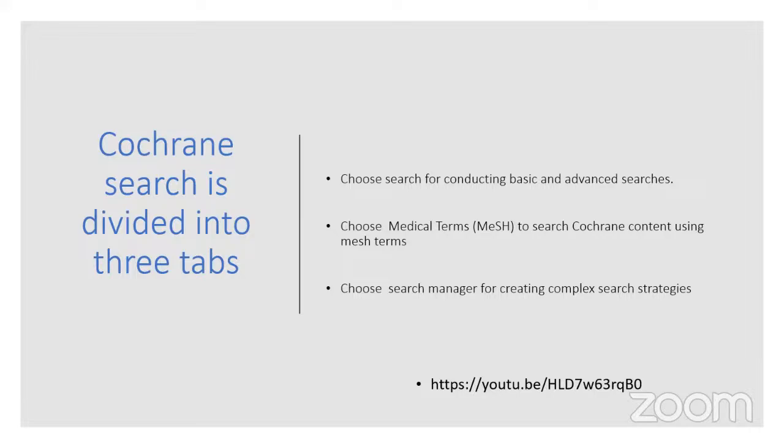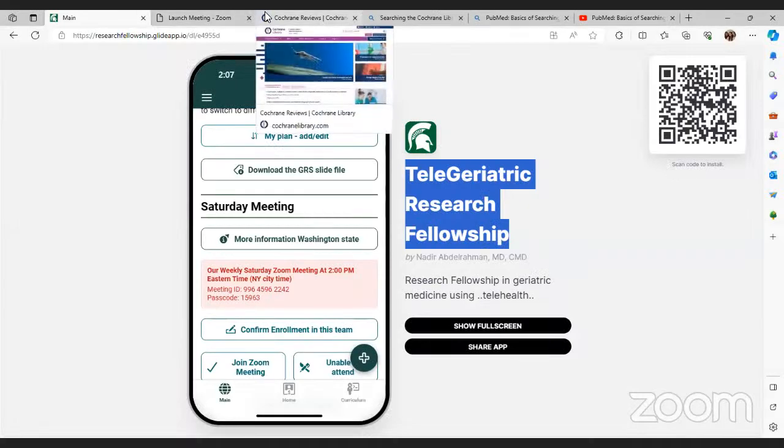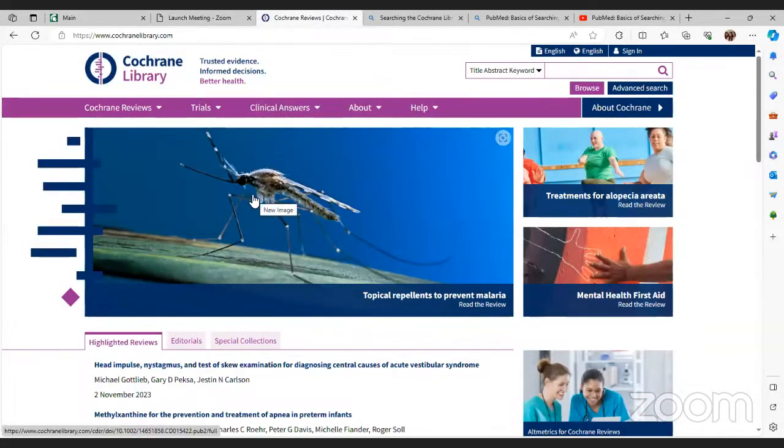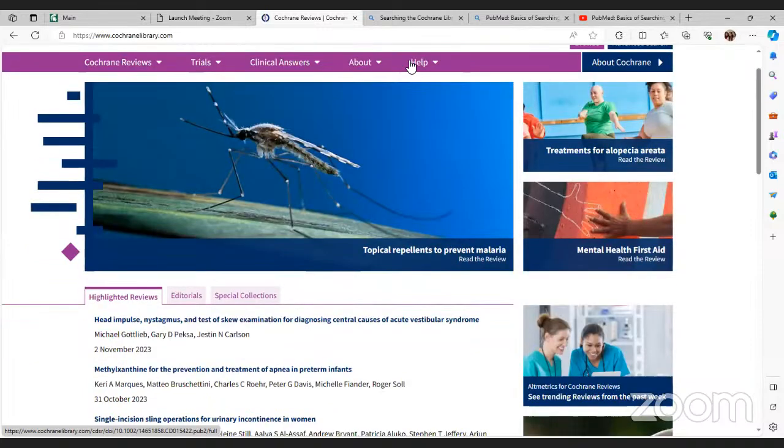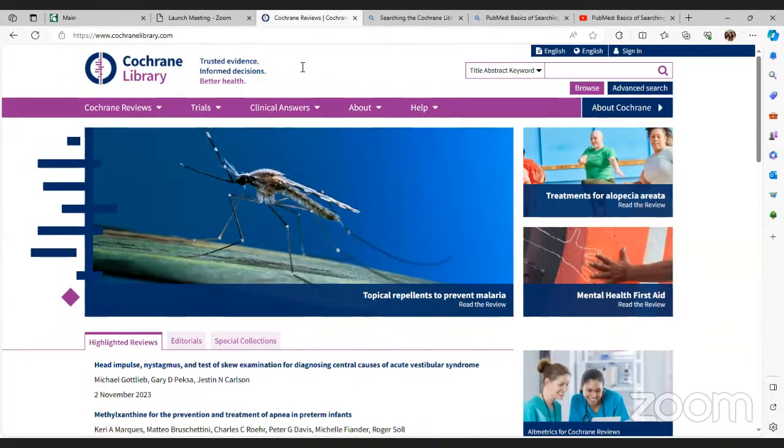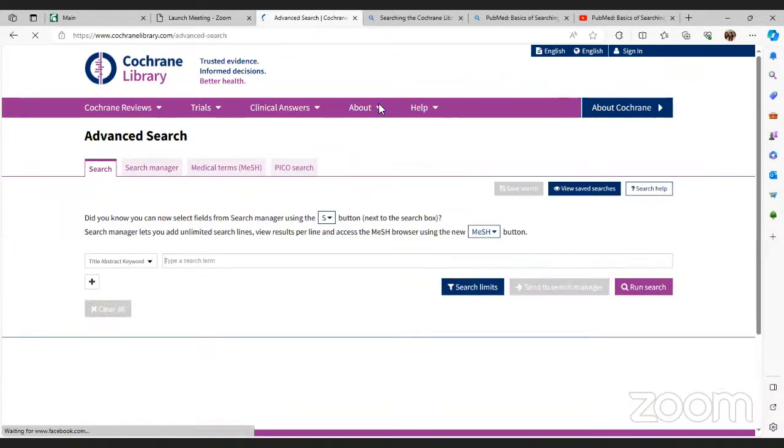Now I'm gonna pass you guys to the video. This is how it looked like. Do you guys still see my screen? This is how the Cochrane Library looks like. For the search, you can go to the search or advanced search if you want to, and then you can go by terminology and you can apply for search.